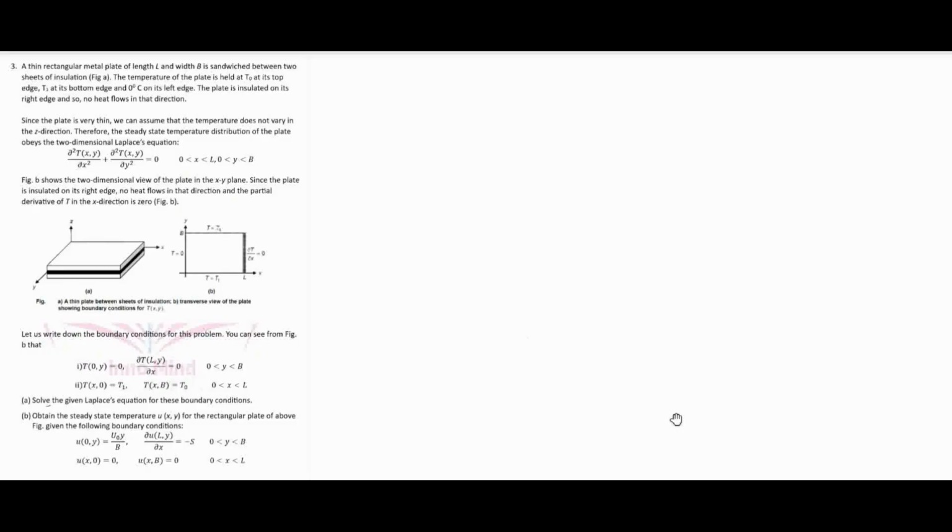Today we are going to discuss two more questions in this video. Both questions are associated with the steady state temperature distribution, and because we know that the steady state temperature distribution can be represented by Laplace's equation, we are going to solve Laplace's equation through these two questions. Okay, so let us start.